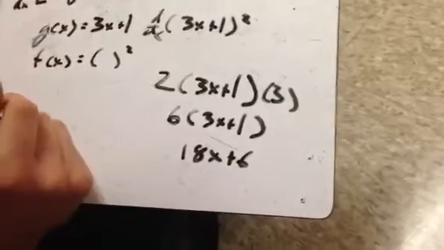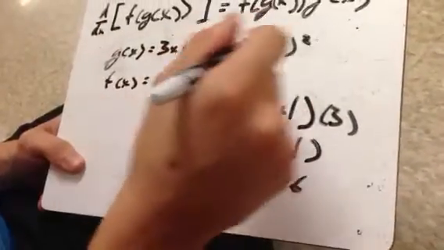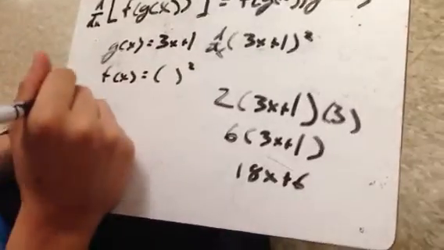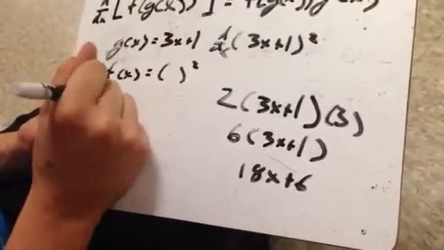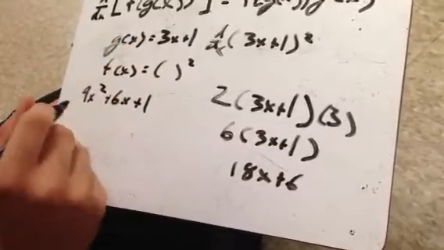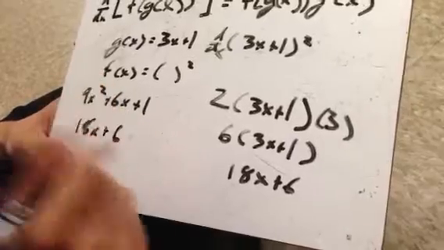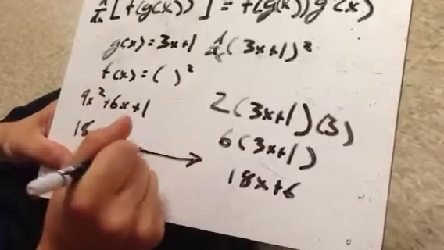You can check and make sure this works if you want. If you FOIL that function out, if you start with (3x plus 1) squared and you multiply it out, then you get 9x squared plus 6x plus 1. And then if you use the power rule, you get 18x plus 6. And as you can see, they're the same thing.